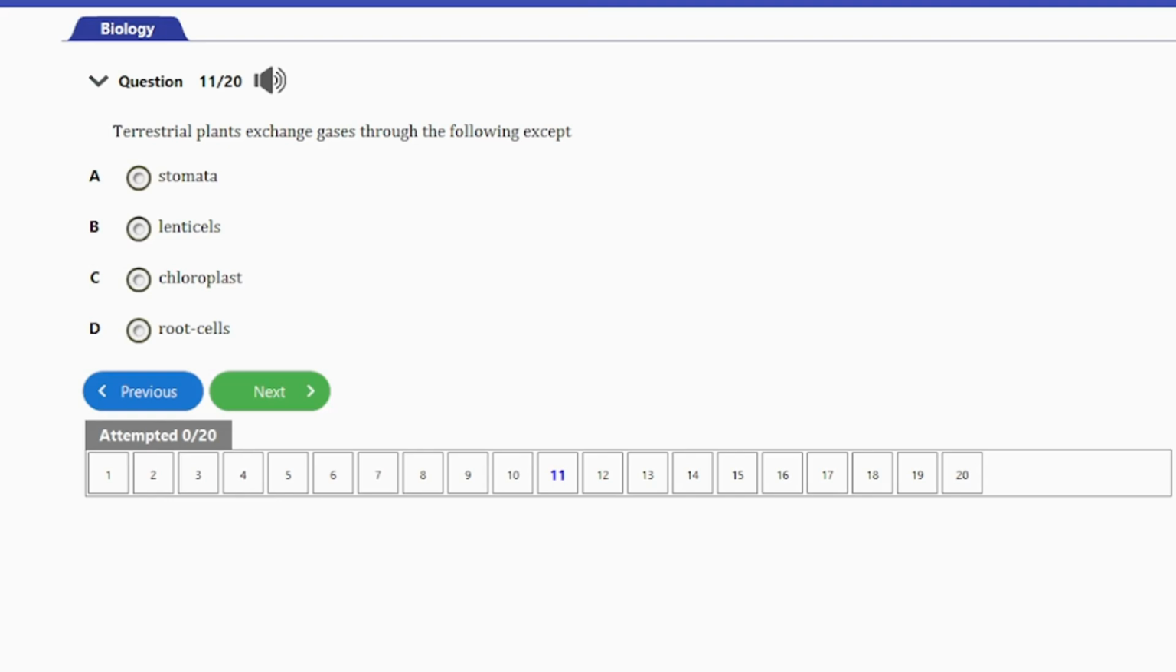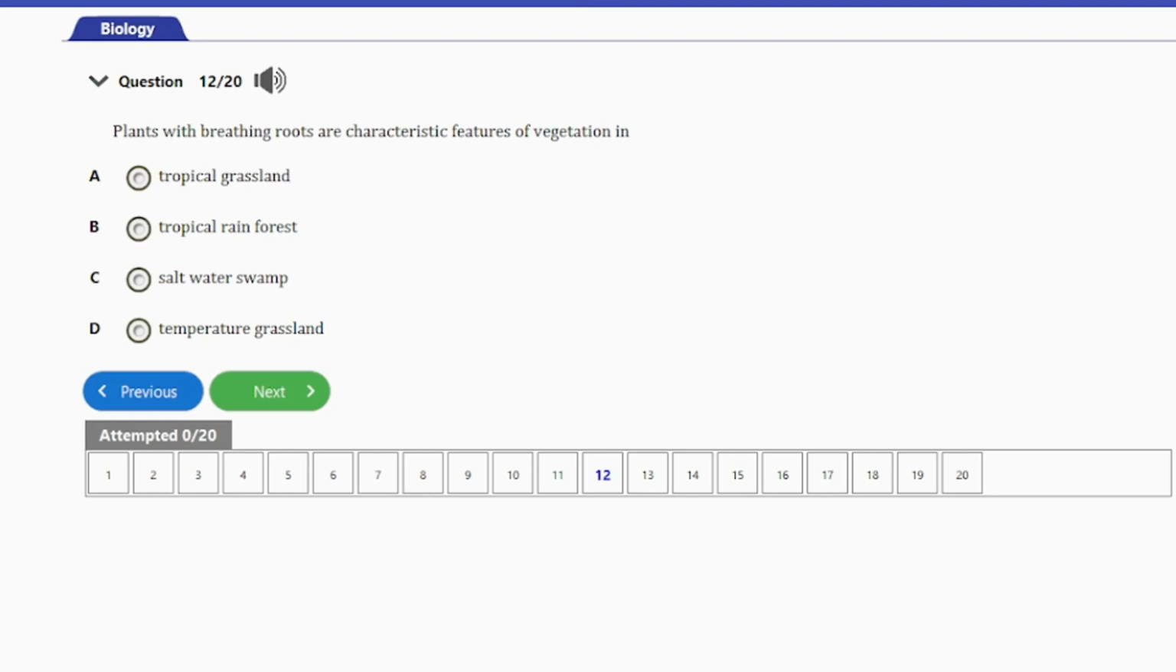Question number 11. Terrestrial plants exchange gases through the following except A. Stomata, B. Lenticels, C. Chloroplast, D. Root cells. So guys, the answer to this question is option C, and that's chloroplast. Chloroplast is not for the exchange of gases, rather it's for the chlorophyll, which plants use for manufacturing their food in the presence of sunlight. So guys, that's it for this question. Let's consider the next question.